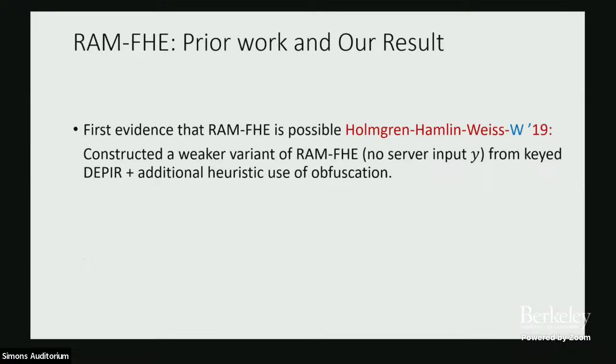Okay, so let me just say something about prior work. In a paper from 2019, we gave the first evidence that this type of RAM-FHE is possible. Actually, we constructed a slightly weaker variant of RAM-FHE. There was no server input Y, only RAM access to the encrypted data X. So it didn't, for example, allow this Google search application, but we did it from keyed doubly efficient PIR. Keyed doubly efficient PIR already uses VBB obfuscation inside, at least at that time. That's the only construction we had. But that wasn't enough. We needed to use additional VBB obfuscation to then generically convert from DEPIR to this notion.